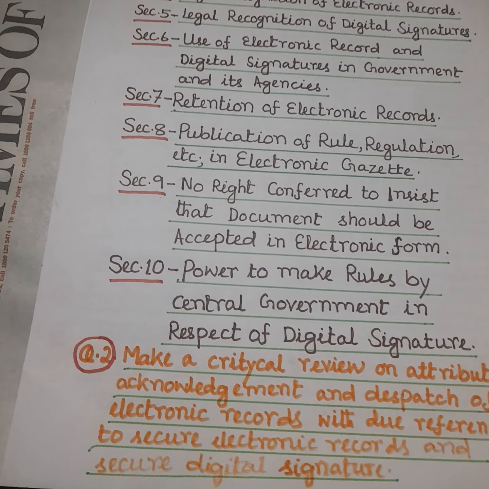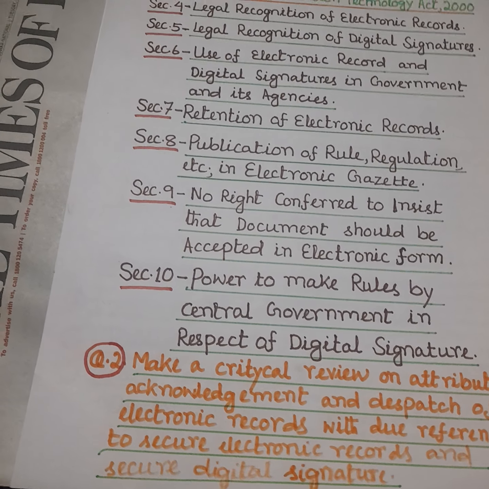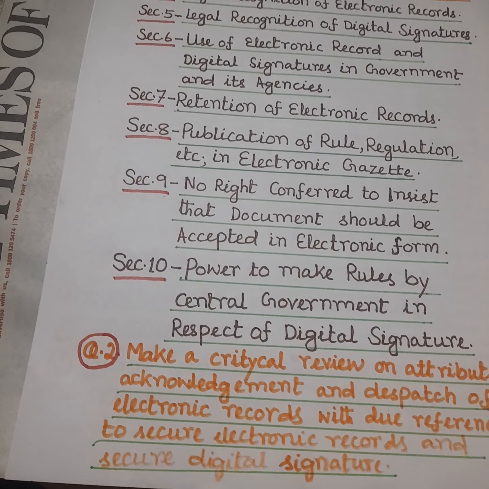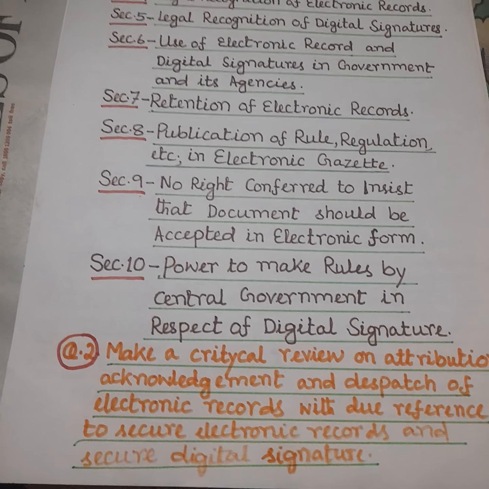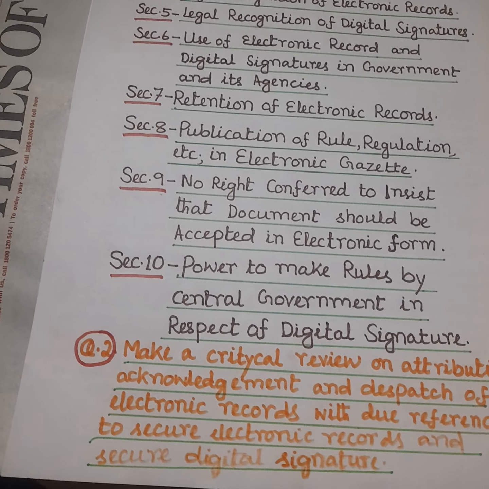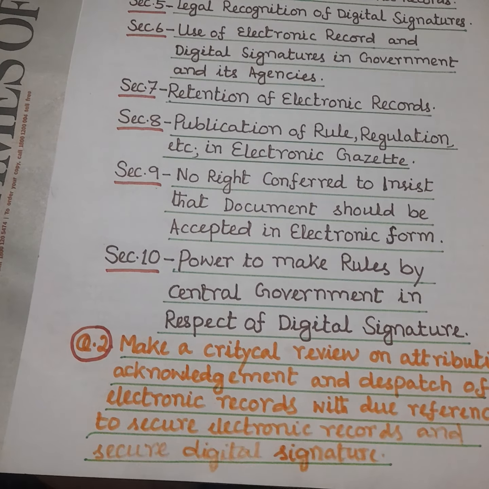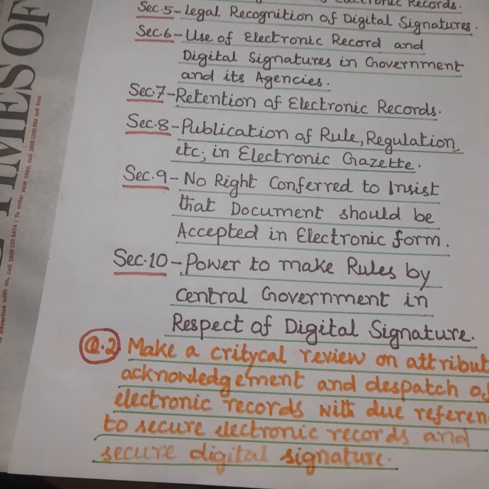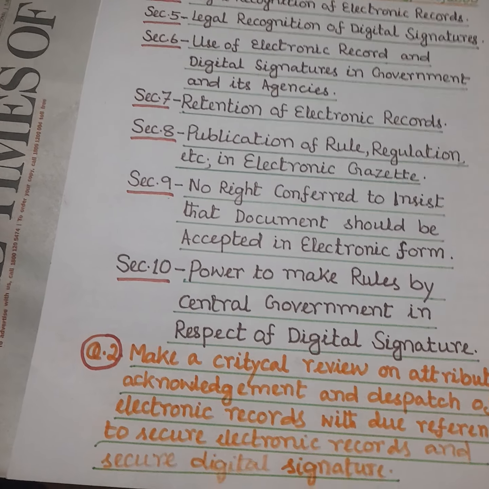And as per the provisions of Section 9 of the Act, no right is conferred to insist that documents should be accepted in electronic form. So it does not confer a right upon any person to insist that any ministry or department of the central government or state government, or any authority or body established by or under any law or controlled or funded by the central or state government, preserve any document in the form of electronic records or effect any monetary transaction in the electronic form.